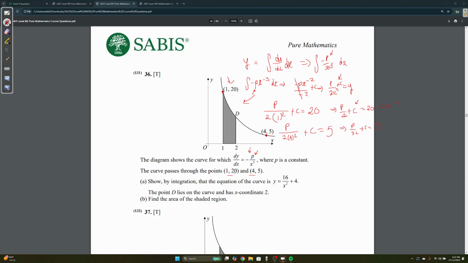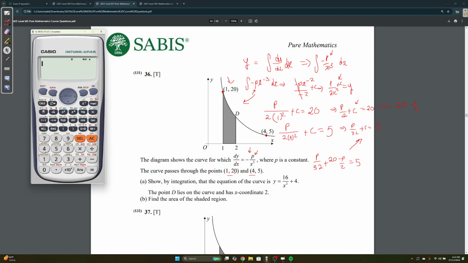If you move p over 2 to the other side, you get 20 minus p over 2. So instead of c, we can substitute 20 minus p over 2. So p over 32 plus c, which is 20 minus p over 2, is equal to 5, okay? And you can solve this equation very easily. p over 32 minus p over 2, we can do this as 1 over 32 minus 1 over 2. It's minus 15 over 32. So you're going to get minus 15 over 32 p, and take the 20 to the other side.